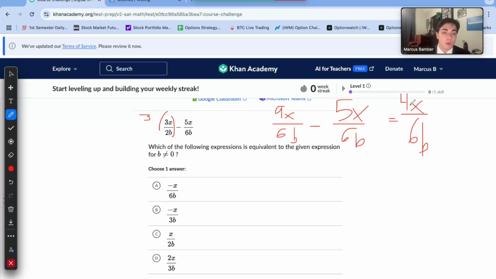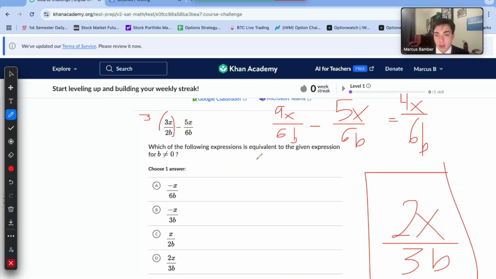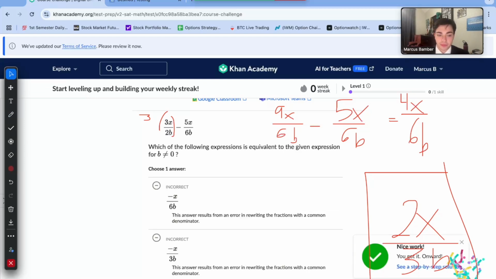Now from here, we are simply going to simplify this fraction. 4x over 6b. Notice 4 over 6, we can both divide by 2. So we're going to divide the numerator by 2. We're going to get 2x. We're going to divide the denominator by 2. We're going to be left with 3b. And we cannot simplify past this. Our expression is equal to 2x over 3b, or answer choice D.